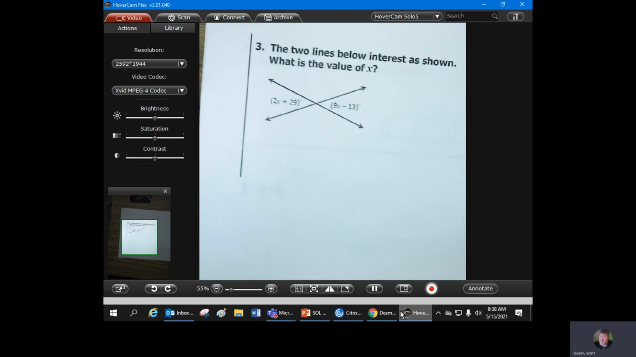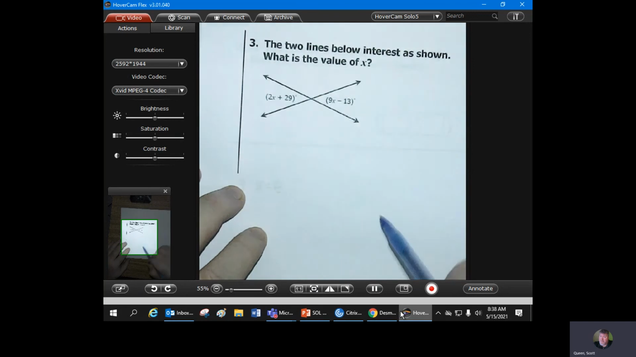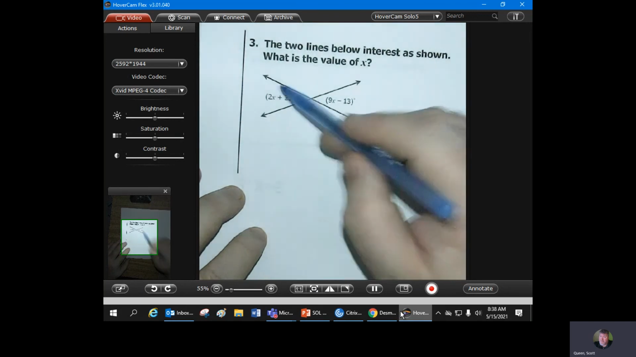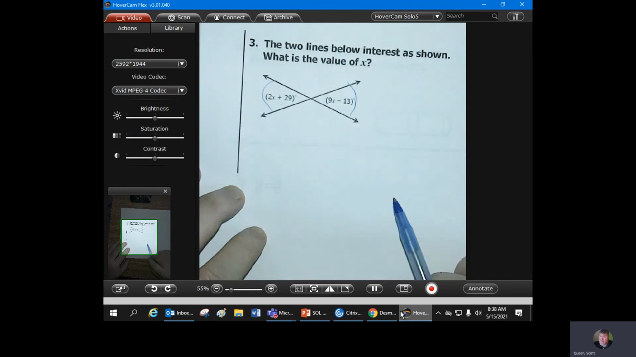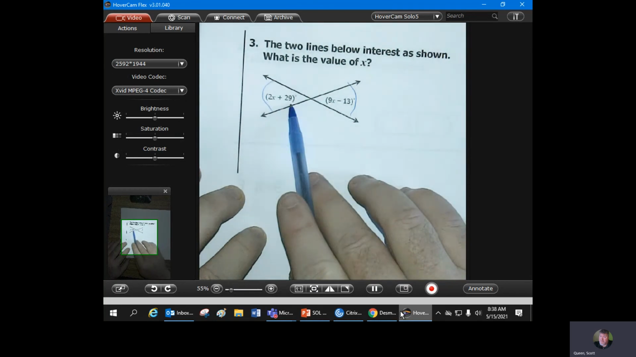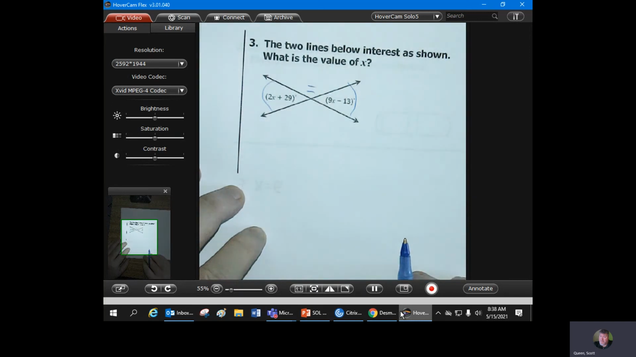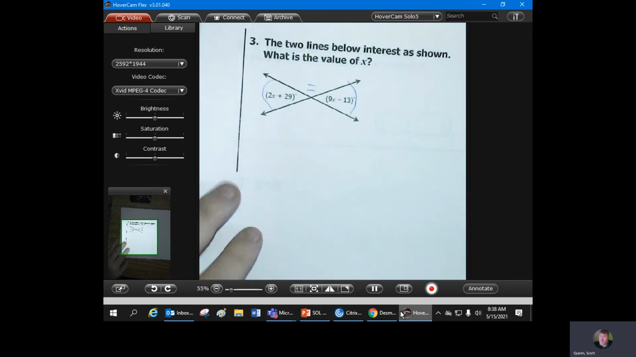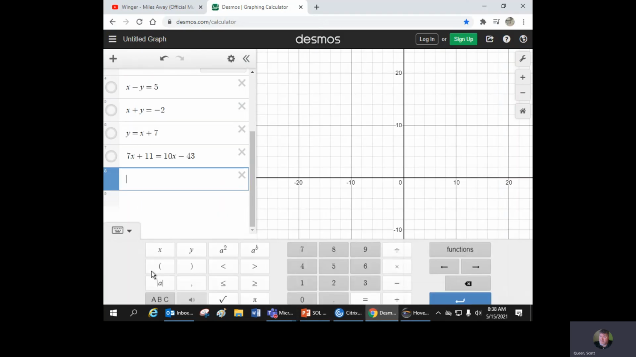I don't understand how this one is missed so much, but it's in here. This has nothing to do with parallel lines or transversals. What we have is a vertical angle, and vertical angles are congruent. Matter of fact, the equation wrote itself. If I just put an equal sign, there it is. You see it? I'm not even going to waste my time writing it again. I'm going straight to Desmos. Turn off the line, next line.